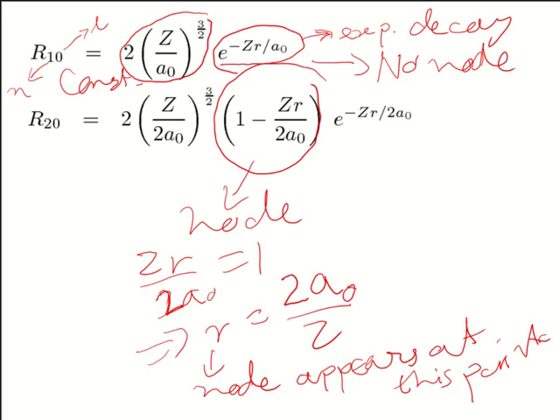You can easily find where the node will come. The exponential term does not give a node, it only shows exponential decay. So if you are looking for nodes, how many nodes appear, that point you will get from the polynomial term. So the point of the node, yeah.